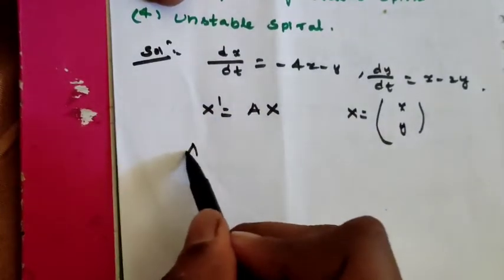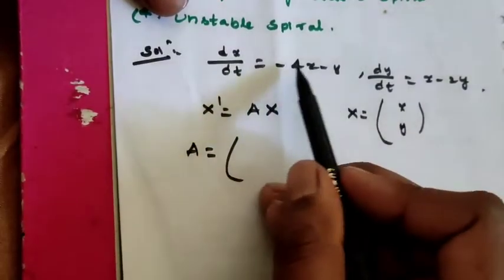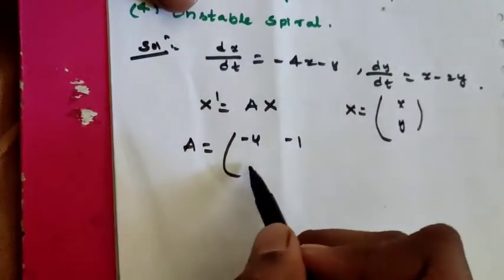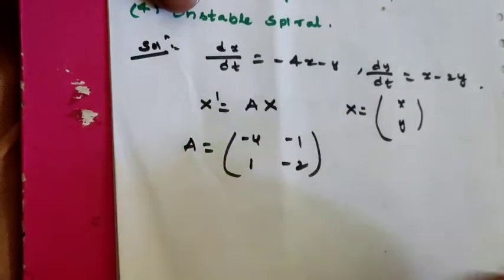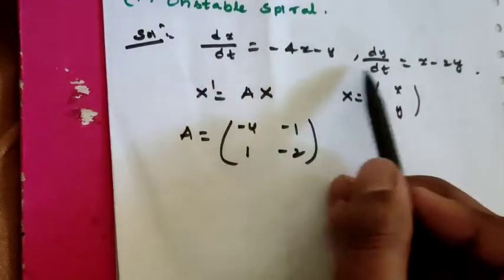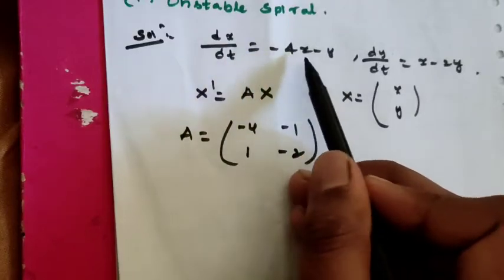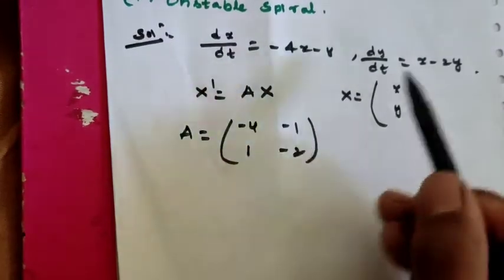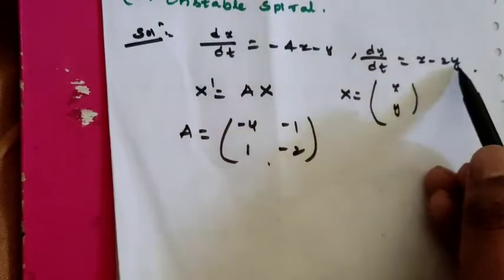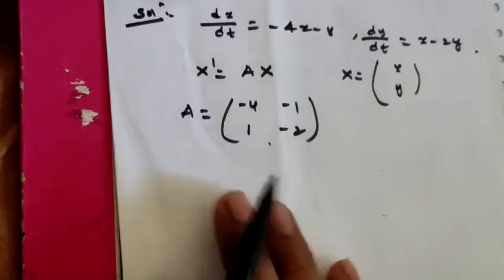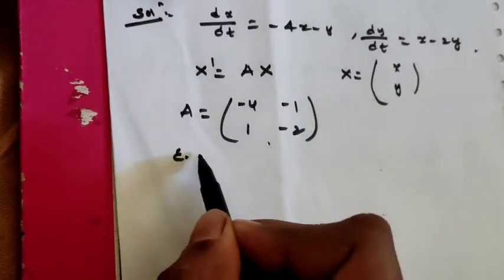Therefore, here A is what we get: the coefficients of x and y, minus 4 and minus 1, and 1 and minus 2. This is the matrix we constructed by using these systems. The x coefficient is minus 4 and the y coefficient is minus 1, and the x coefficient is 1 and the y coefficient is minus 2. This is the matrix.